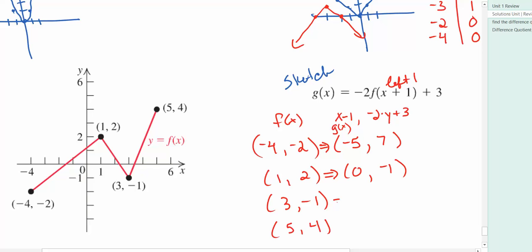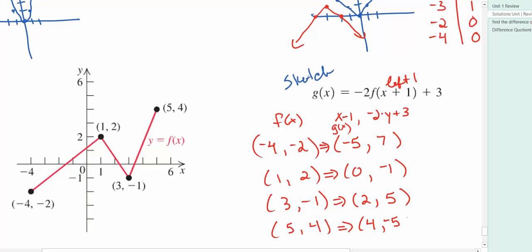3, -1 will become 2, comma, and then that's going to be 5. And then 5, 4 will become 4, because we just go down 1 in the x, left 1 in the x, and then the 4 is going to be -8 plus 3, which is also 5, or actually -5. Okay.